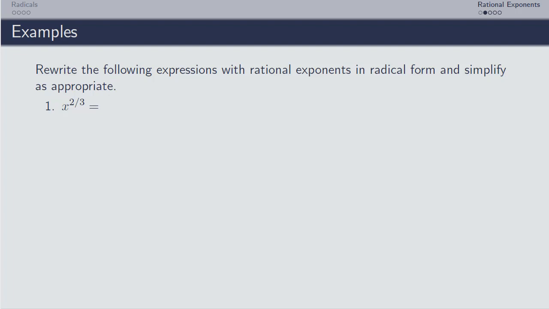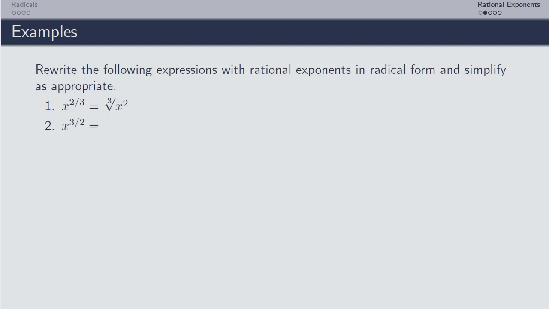So let's do some examples here. Rewrite the following expressions with rational exponents in radical form, and then simplify as appropriate. So what does x to the 2/3 power mean, right? That's x to a rational number, right? That's going to be the cube root of x squared.